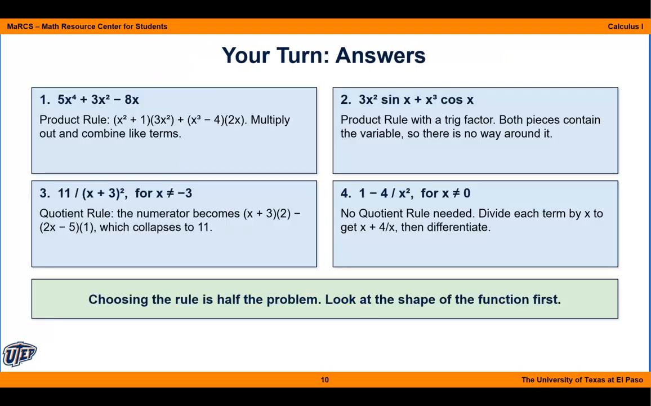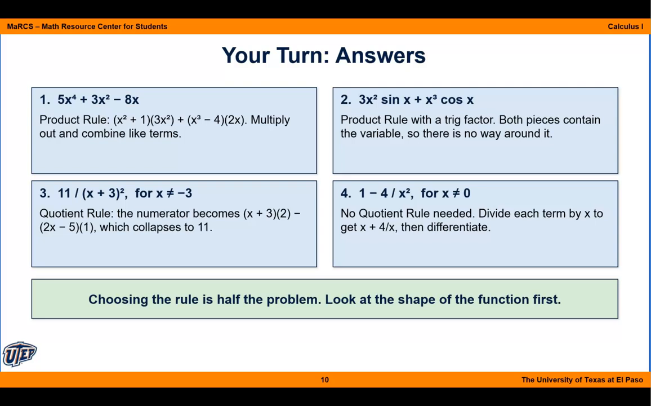Let's check the answers. For problem 1, the product rule produces 2 terms. After simplifying and combining like terms, the derivative is y' is equal to 5x⁴ + 3x² - 8x. For problem 2, both x³ and sin x depend on x, so the product rule would give us y' is equal to 3x² sin x + x³ cos x.